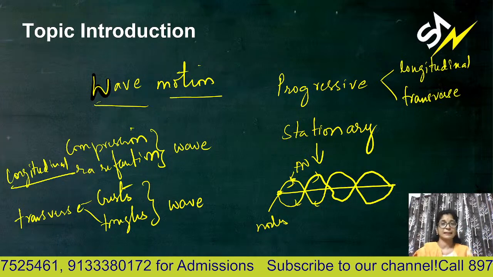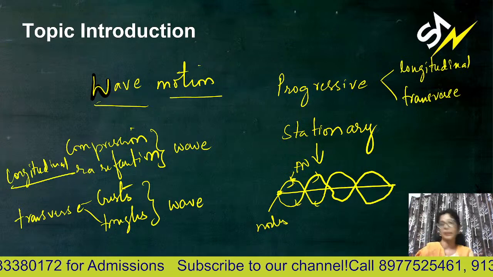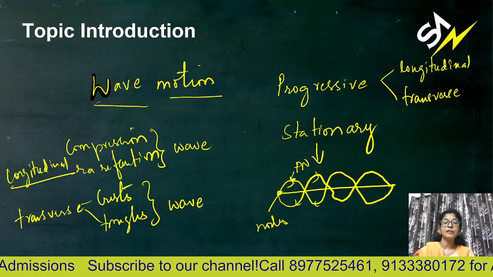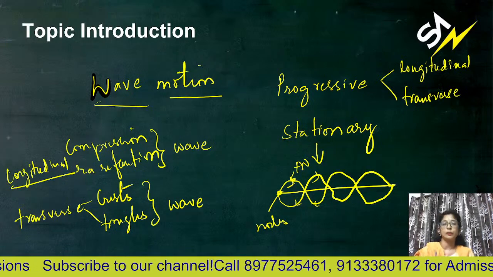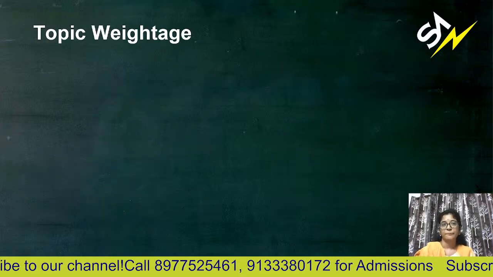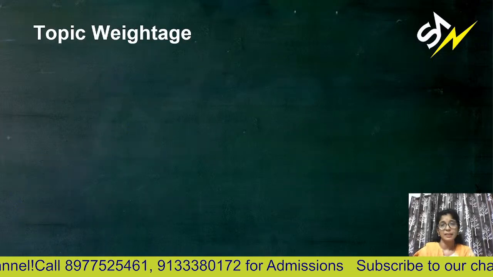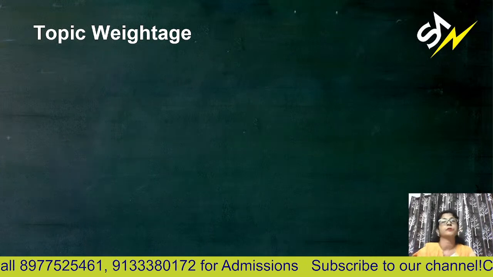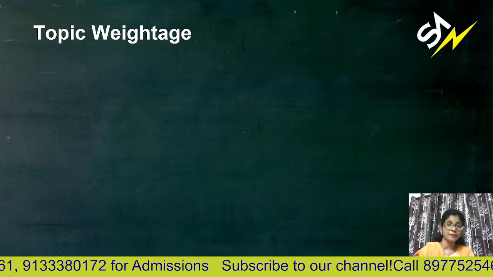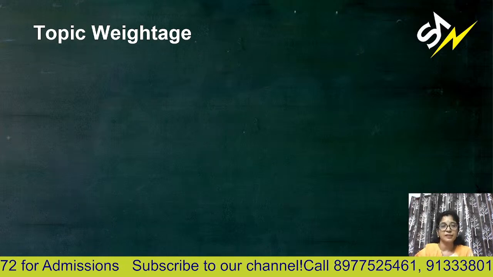In this lesson, we initially start learning about the progressive waves and the wave equation, and then we go to the stationary waves and see how the stationary waves are formed in organ pipes. We have two different types of organ pipes, and these two organ pipes we are going to learn in this lesson today.